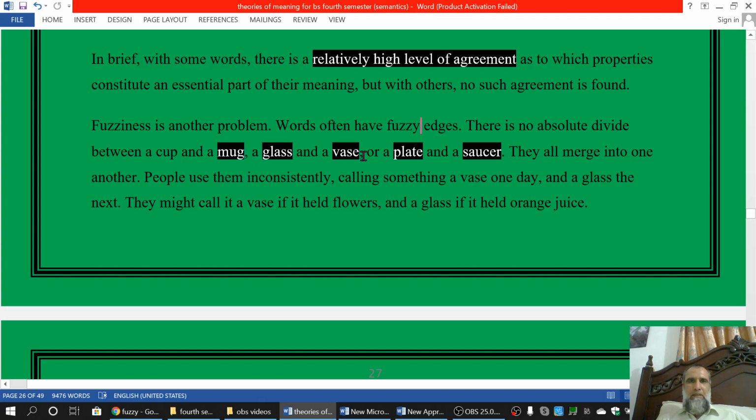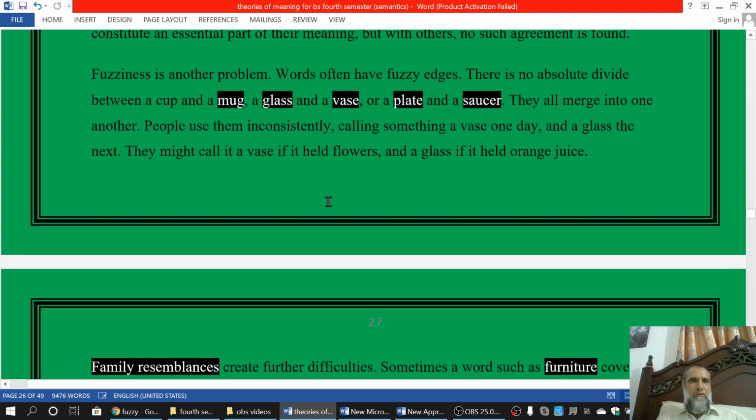A glass and a vase, واز اور گلاس میں کوئی خاص ڈویژن نہیں ہے. And a plate and a saucer, اور saucer اور پلیٹ میں نہیں ہے. They all merge into one another, اور یہ ایک دوسرے کے ساتھ مرج ہوتے ہیں. People use them inconsistently. لوگ اس کو استعمال کرتے ہیں without consistency, لگاتار نہیں.